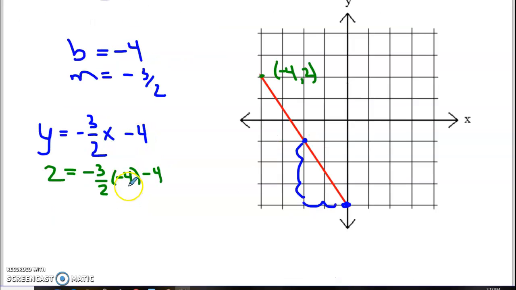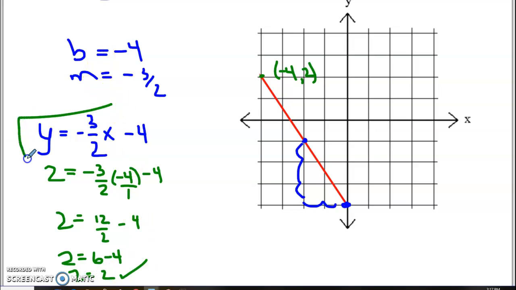Now when we're doing this, sometimes the fractions can get confusing. So remember that multiplying by a -4 is like multiplying by a -4 over 1. So -3 times -4 is going to be +12 divided by 2, because you go top times top and then bottom times bottom. So 12 divided by 2 is 6, and 6 subtract 4 equals 2. So 2 does equal 2, which means that yes, this equation is correct.